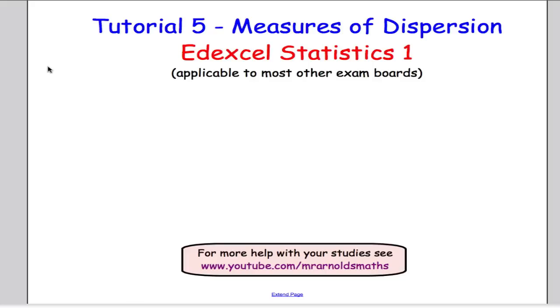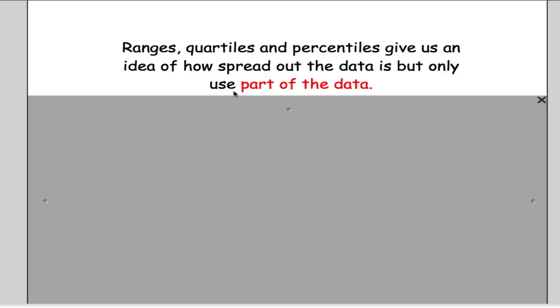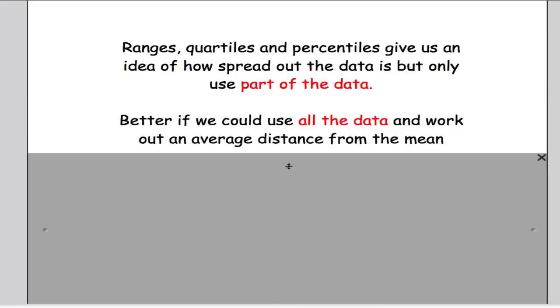Now in the previous video we talked about range, quartiles and percentiles. There's a bit of a problem with that in that it only uses a part of the data. It does give us an idea of how the data is spread out, but it will be much more useful if we could use all of the data.